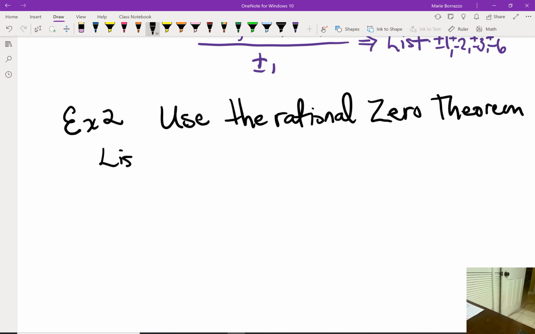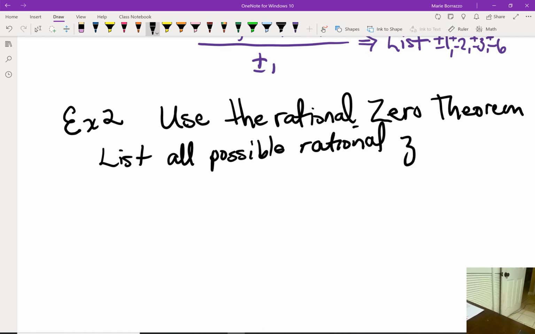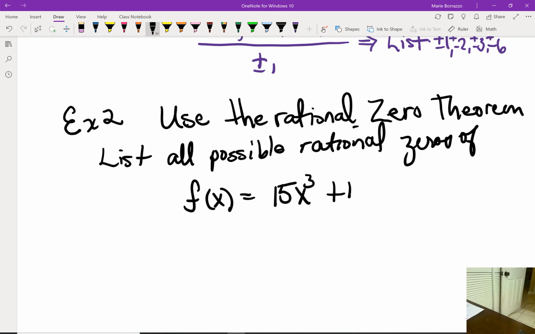So you're going to list all possible rational zeros of the function where we have f of x is equal to 15x cubed plus 14x squared minus 3x minus 2.